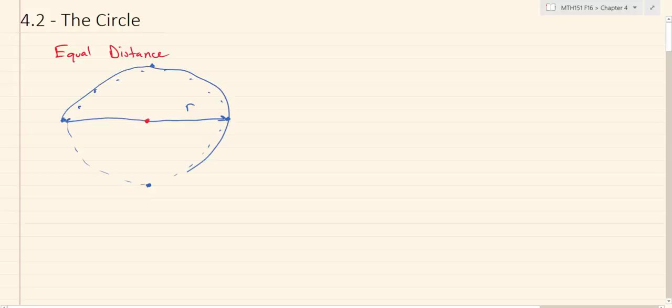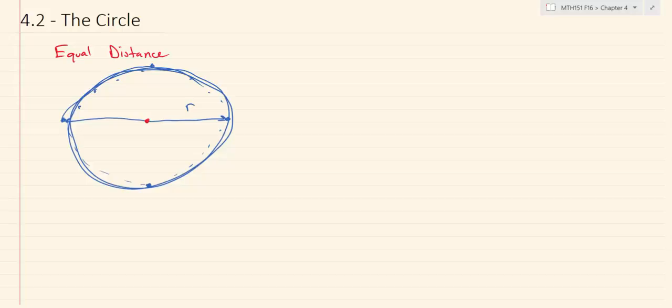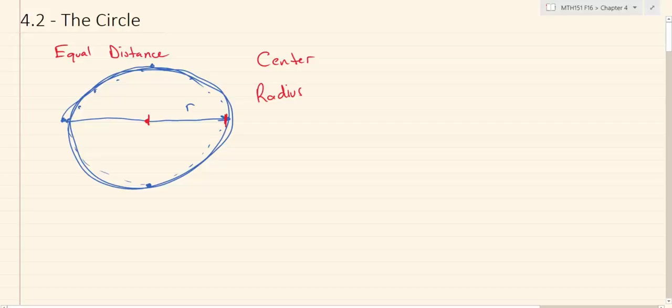And if we do this and we fill in all those points, you get something that looks like a circle. And that actually is the definition of a circle. It's all of the points that are a given distance away from a center point. So in order to define a circle, what we really need is a center point, and we need a radius, where the radius is the distance from the center out to the edge of the circle.